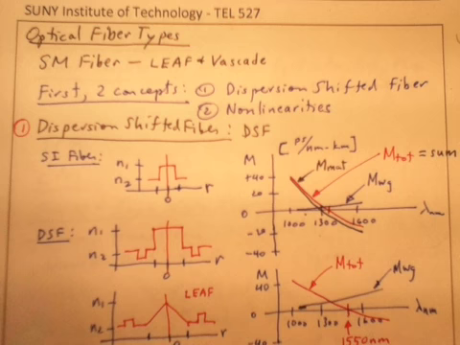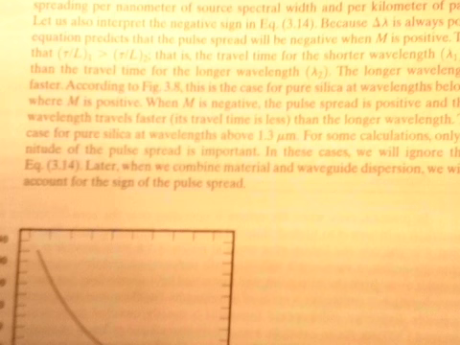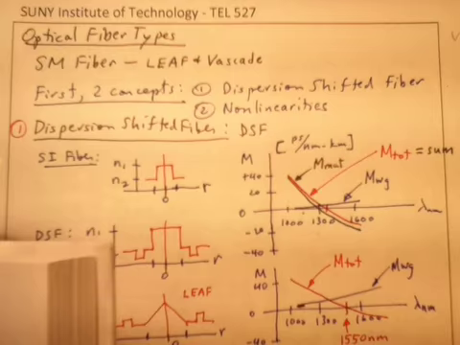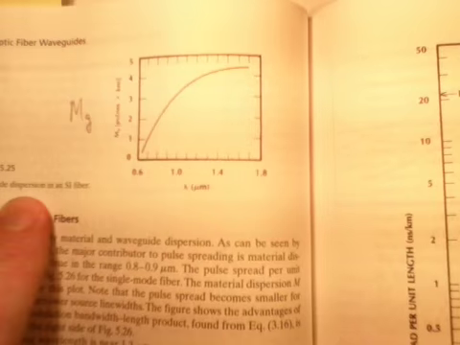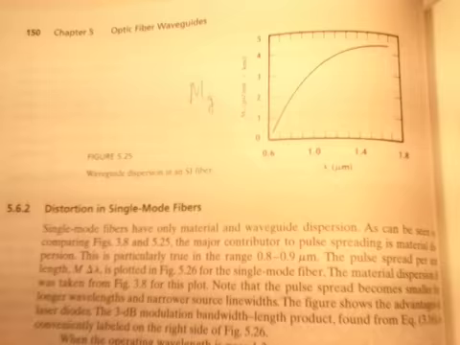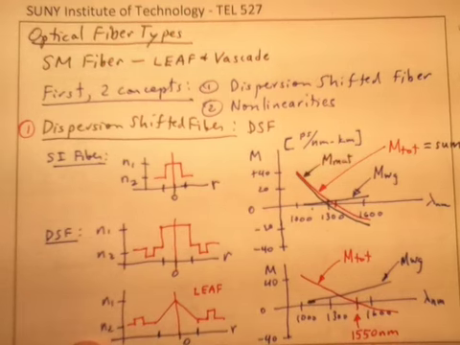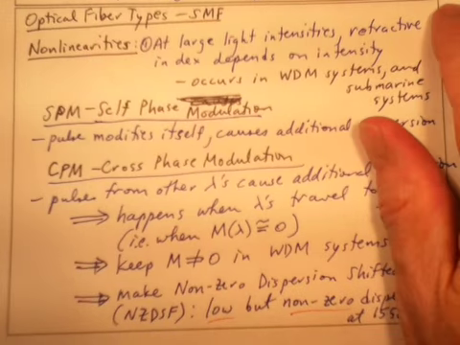Let me just show you quickly that in your textbook, the diagram for the material dispersion is given in figure 3.8 on page 69, and the diagram for the waveguide dispersion is given in figure 5.25 on page 150. So that's the idea of dispersion shifted fiber. It turns out that shifting the zero dispersion point right to 1550 isn't always the greatest thing, and I'll show you why now. And the reason is nonlinearities.